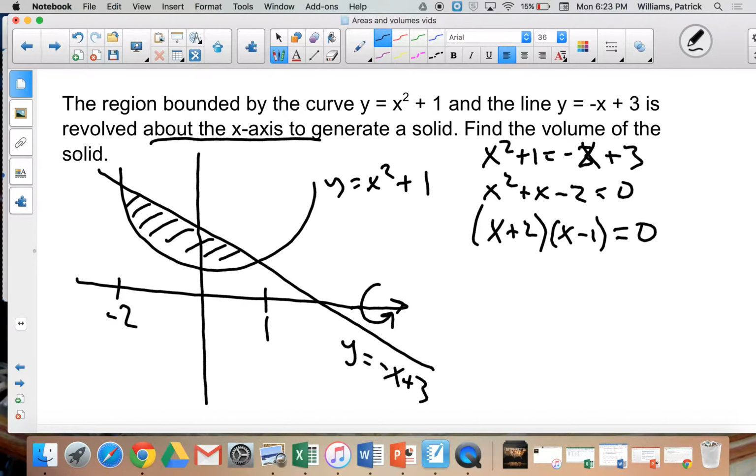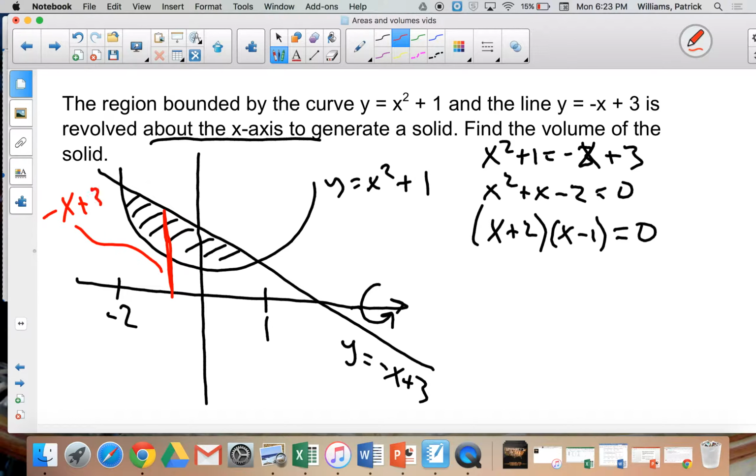And so the next thing we've got to do is find our inner and outer radius. Remember, the outer radius is the distance of our solid that is furthest away from our axis of rotation. So in this case, our outer radius is going to be that line right there. That line is given by negative x plus 3. Our inner radius is going to be this line right here. The inner radius dictates that hole in the middle of this solid of revolution, and that line is given by x squared plus 1.